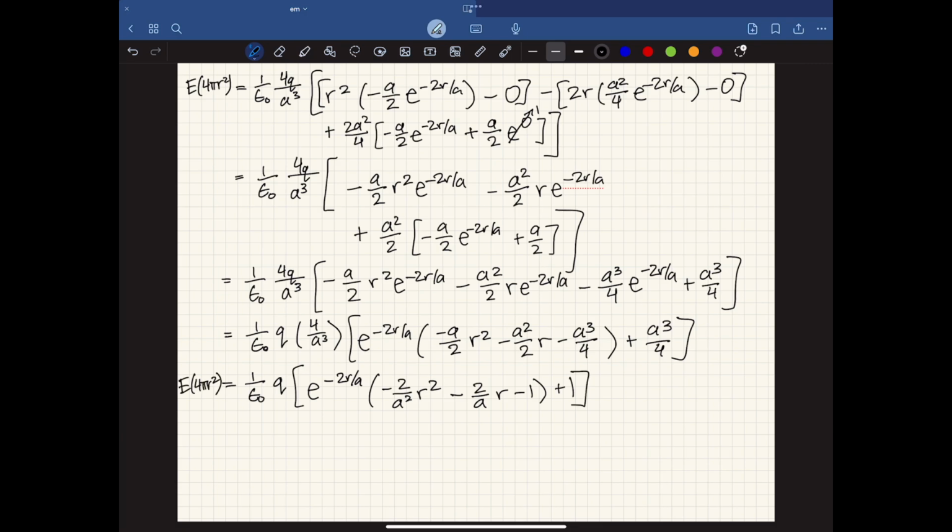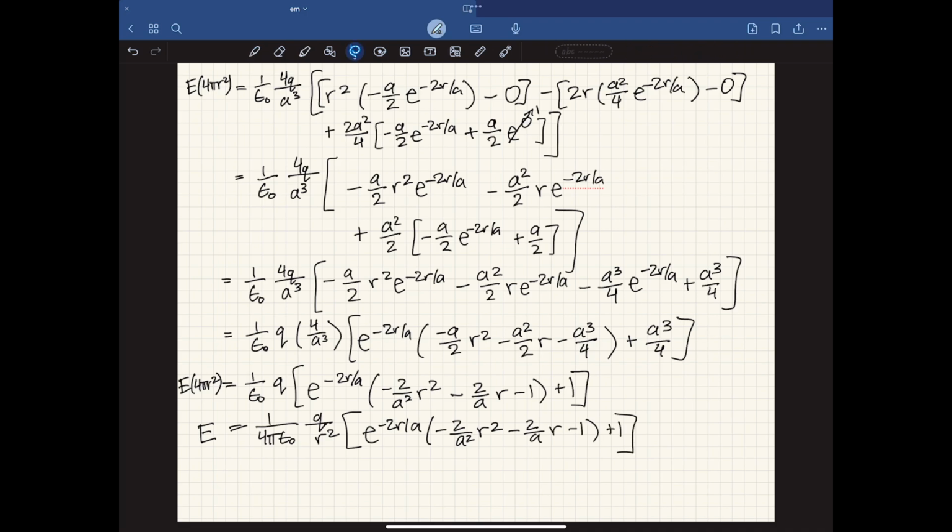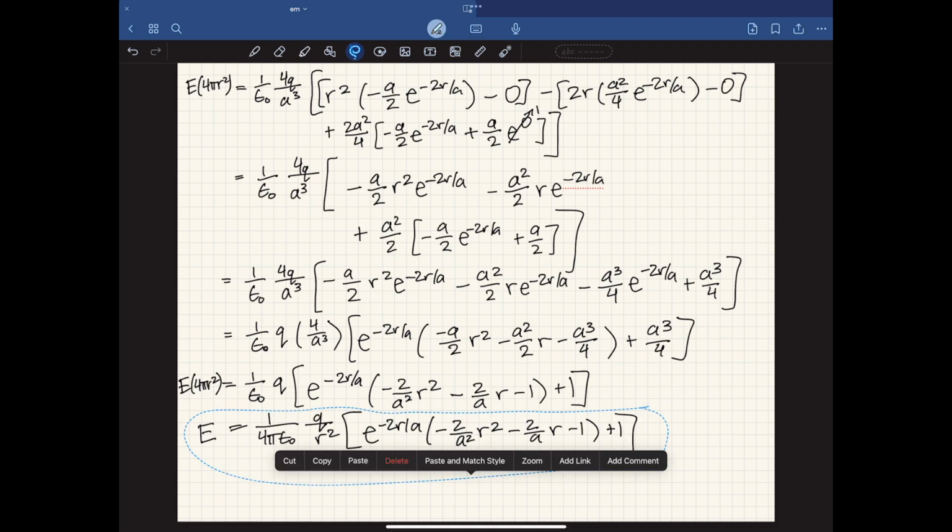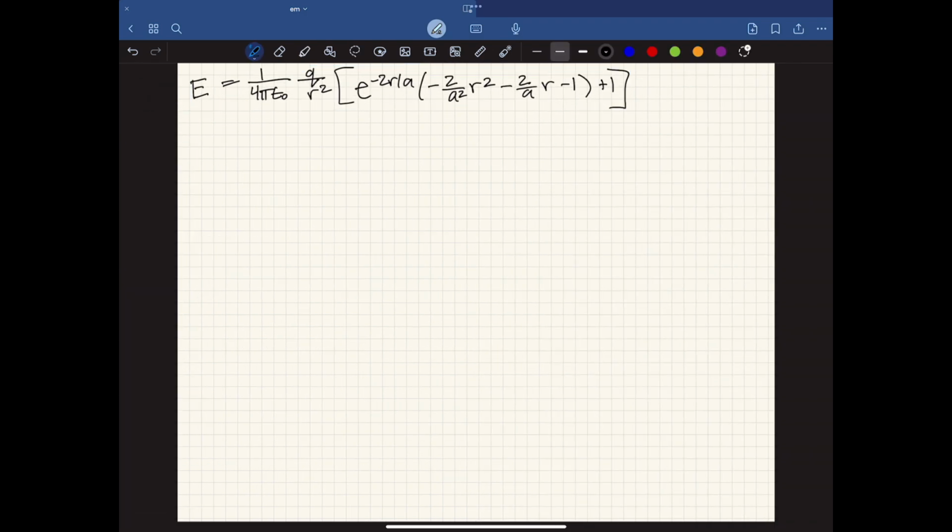Now we can solve for the electric field, and we get this. With this electric field, there is a slight displacement between the nucleus of the atom and the electron cloud, which is represented by the r term that I mentioned earlier. But the shift is very small, so we can expand the e to the power of negative 2r over a term, assuming that r is much less than a.